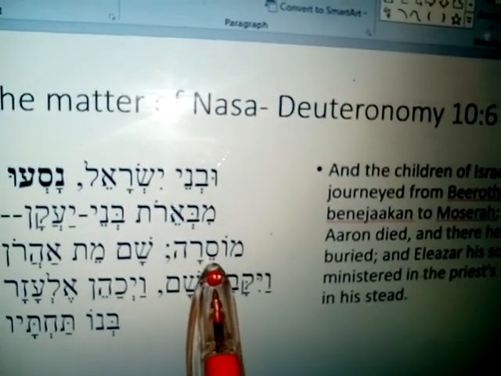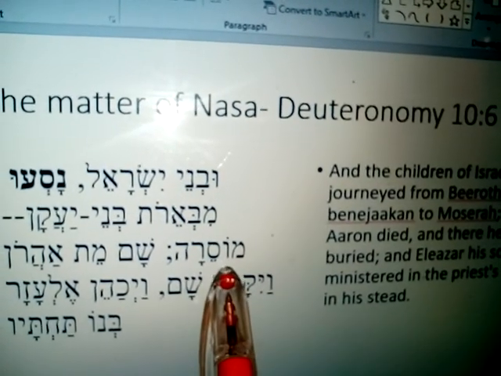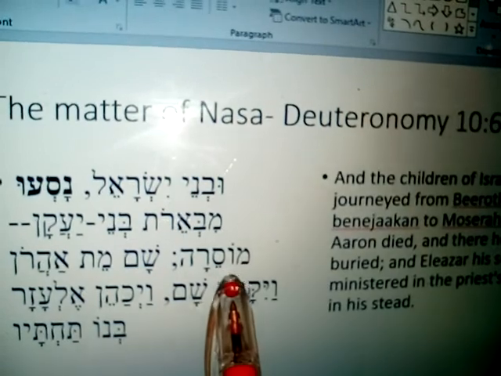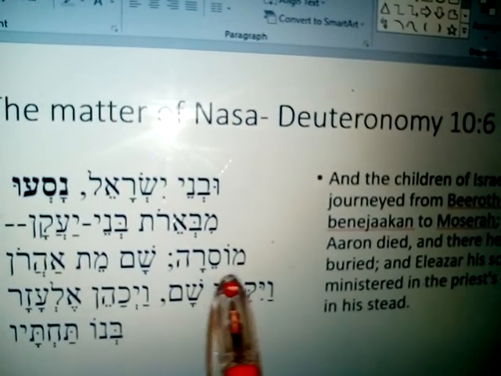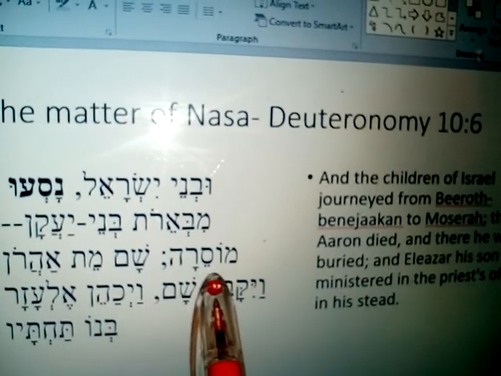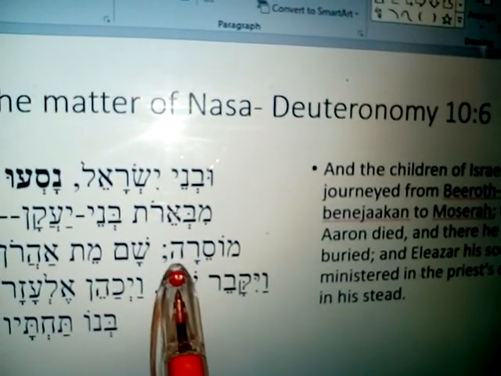Because some people say, well, Aaron died in Mount Hor, or did he die in Mosera? But if you don't understand the linguistics of the people, the word Mosera, as stated, means chastisement or punishment. So they named the land according to what they wanted to call it. So let's understand that for reason and purposes as they were in their journeys.